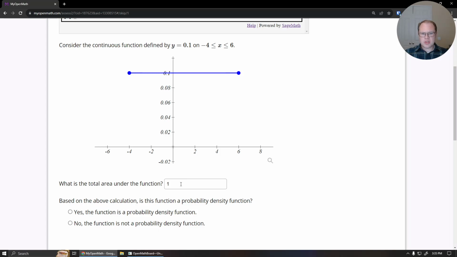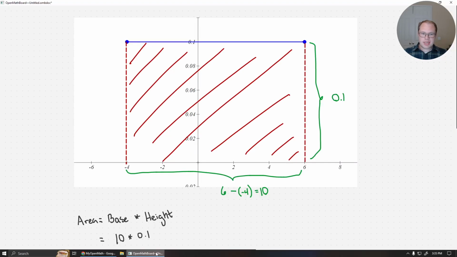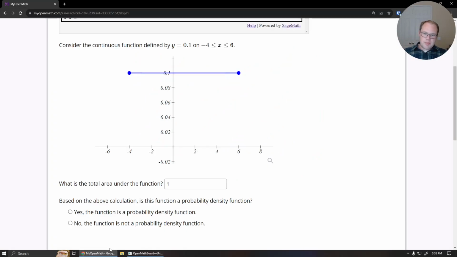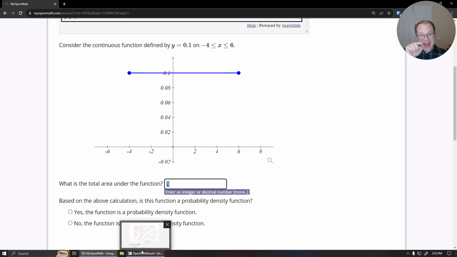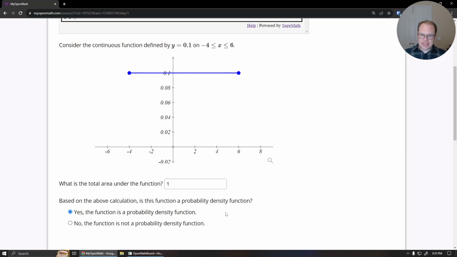The other thing is it's a probability density function. It represents probability, and we just calculated all of the area underneath that function. All of that area should represent all possible outcomes, the probability that any outcome happens. Whatever this experiment is, if we run it, there is a 100% chance that something happens. So the total area should be 1. And that is what we get. So because this is equal to 1, yes, it is a probability density function.